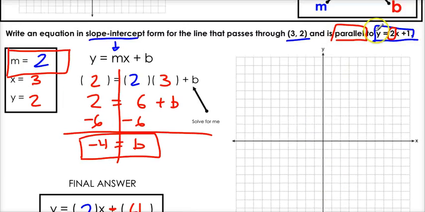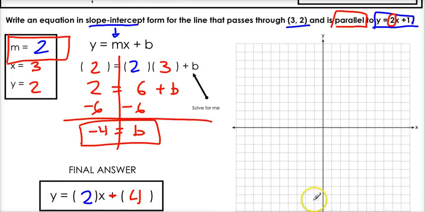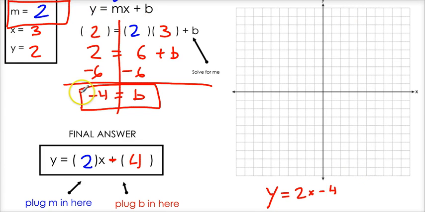Now take a second. I want you to graph both of these lines, y equals 2x plus 1 and y equals 2x minus 4, and see if this actually works. Graph it on your own.